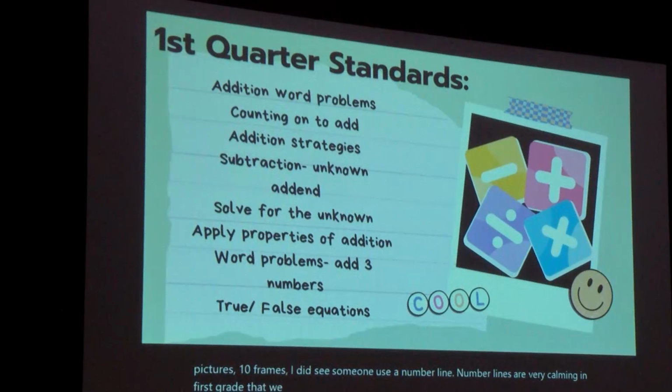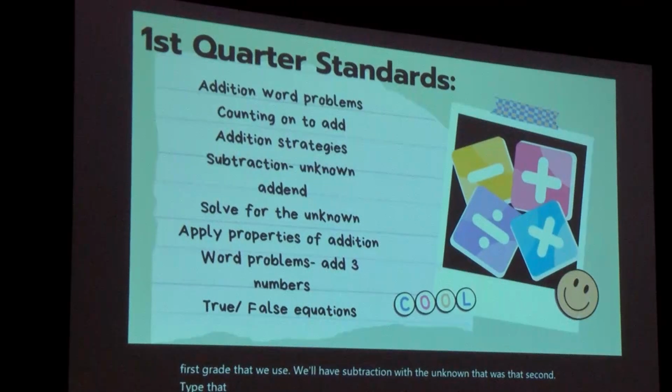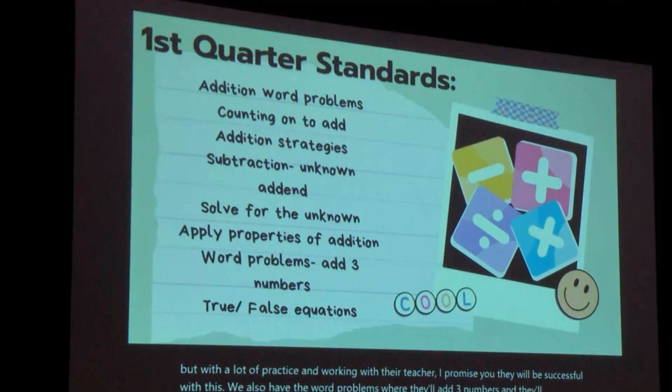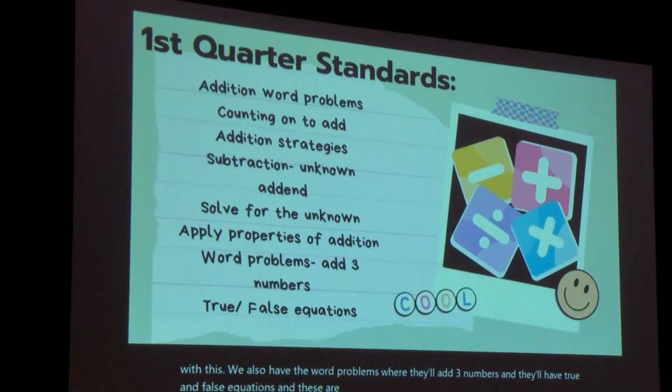We'll have subtraction with the unknown. That was that second problem type that we use. So your student will have to find what is not given. I know that sounds hard, but with a lot of practice and working with their teacher, I promise you they will be successful with this. We also have the word problems where they'll add 3 numbers, and they'll have true and false equations. And these are what they'll experience during the first quarter standards.